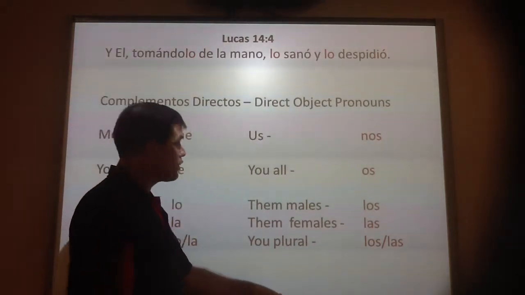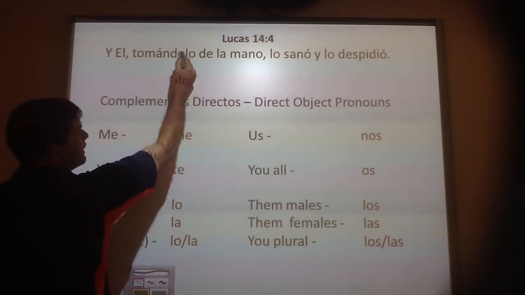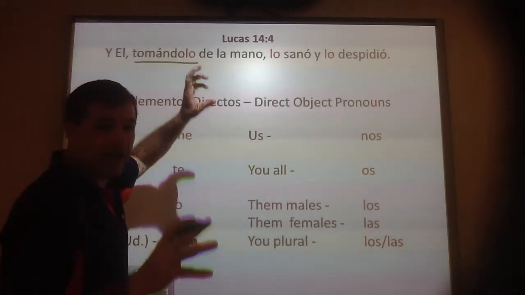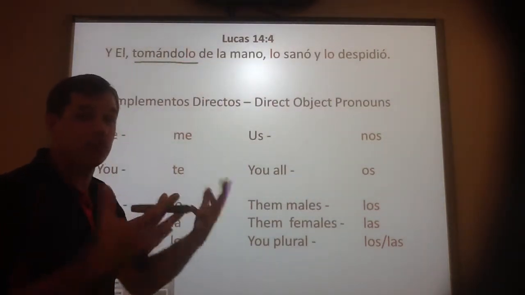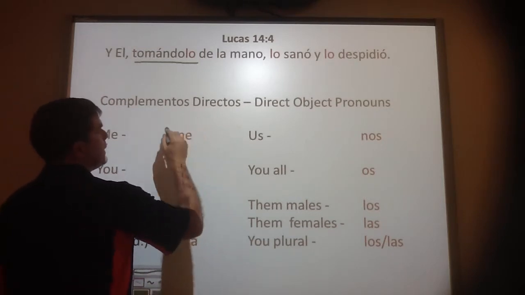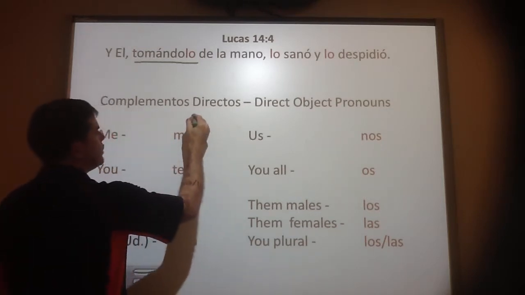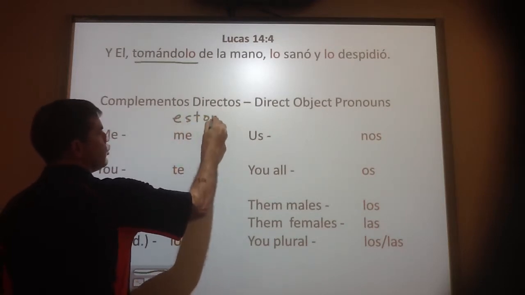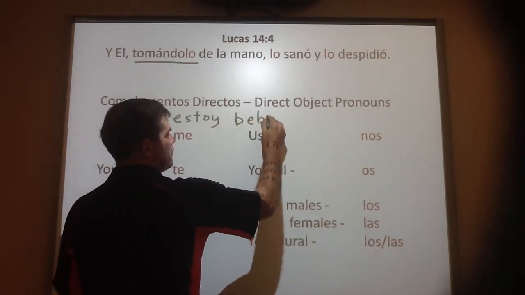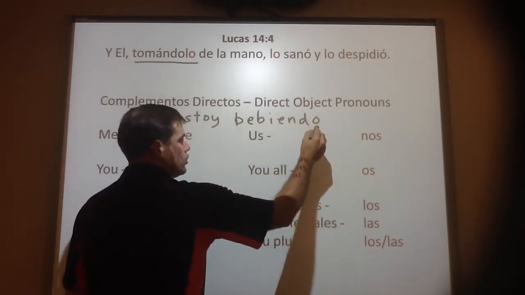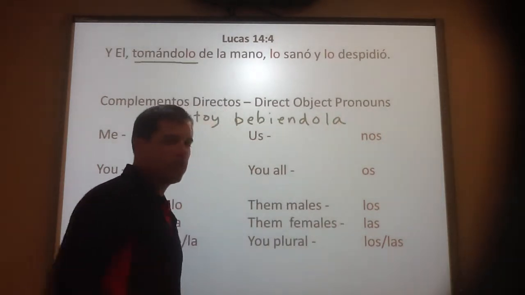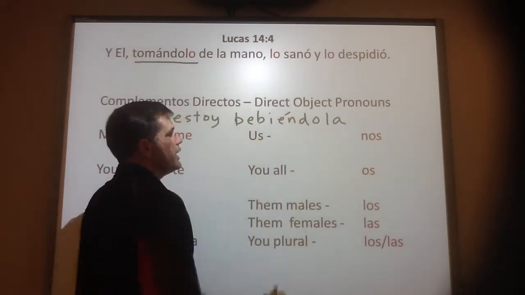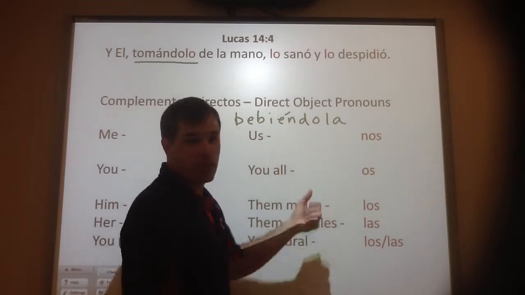And then the third place one of these pronouns can go, we already have an example of it right here, tomándolo. When we have one of those ando or yendo forms, saying you're doing something right now, let's say we're drinking it. Estoy bebiendo la. We're talking about la Coca-Cola. Estoy bebiéndola.